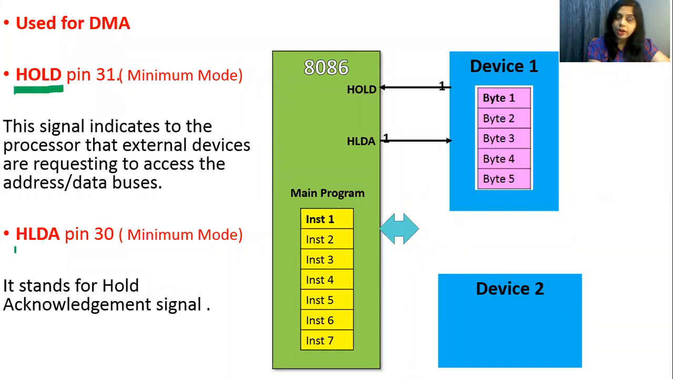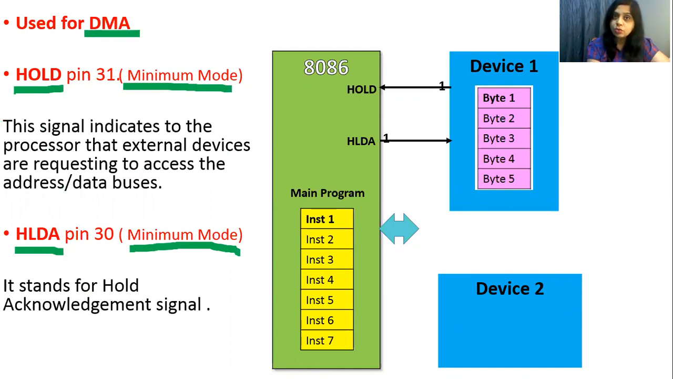HOLD and HLDA, the hold acknowledgement pin. Both pins are used when 8086 operates in minimum mode. These pins are used during DMA access. What is the meaning of DMA? DMA stands for direct memory access. What is the meaning of direct memory access?